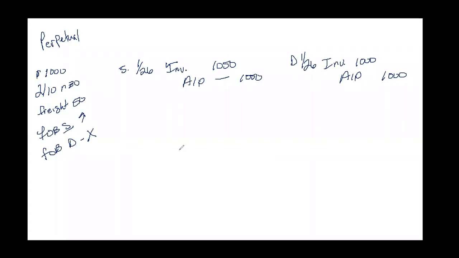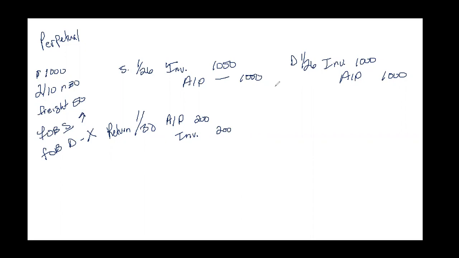Okay, so under perpetual, let's just ignore the shipping and let's just talk about returns. If we make a return of $200 on our $1,000 that we have, we essentially have to flip that journal entry. We're going to reduce our accounts payable by $200, and we're going to reduce our inventory by $200, and not worry about the shipping and everything.